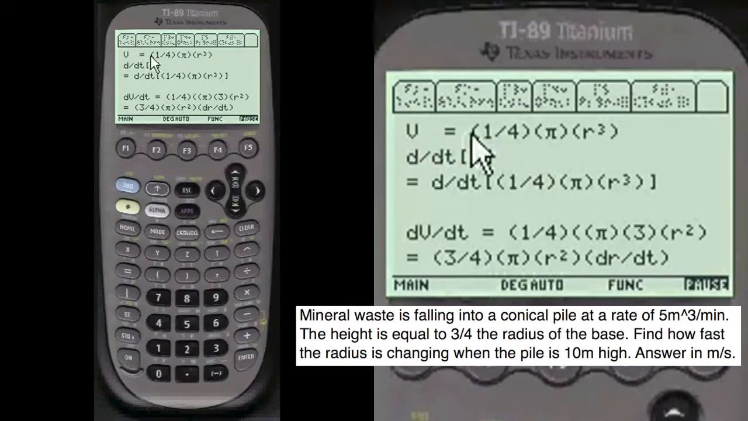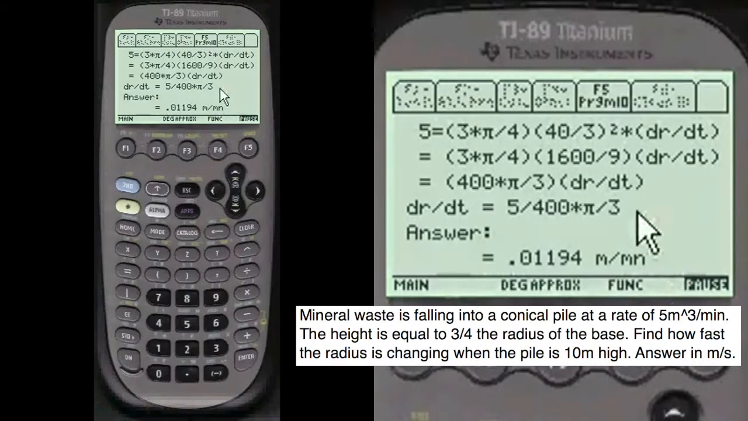So we have the original formula. We're going to take the derivative with respect to t on both sides. That becomes dV/dt and equals 1/4 pi 3r squared. Notice that the derivative of r cubed is 3r squared. And that equals 3/4 pi r squared dr/dt on the other side. Now notice they gave us 5 for the change in volume, so 5 is equal to this, and then we start doing the calculations. dr/dt equals 5/40 pi.